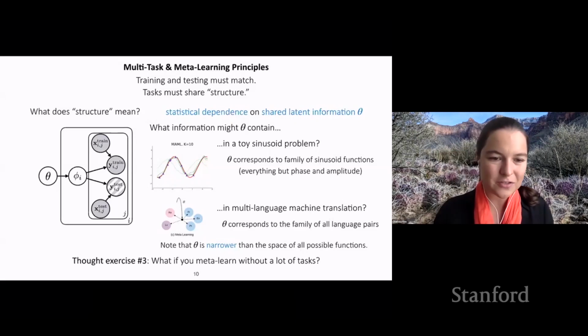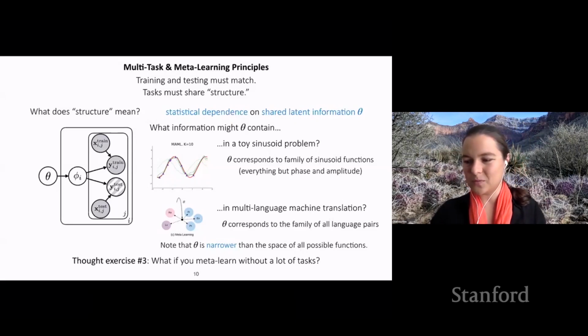And now one last thought exercise is what happens if you metalearn without a lot of tasks? If you only had a small number of tasks and you ran metalearning on that, how would that affect the information in theta? So is it overfitting, which is on the right track, which is correct? Any more specific thoughts on how this affects the information in theta? Yeah, so if you're overfitting, then theta will be too narrow.